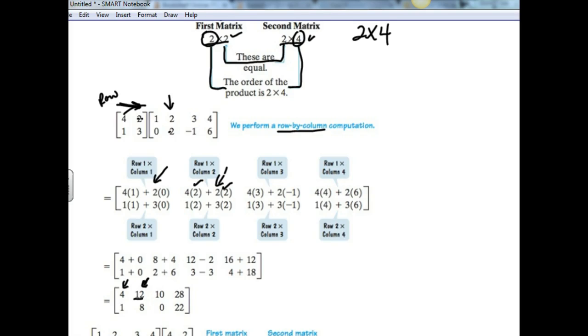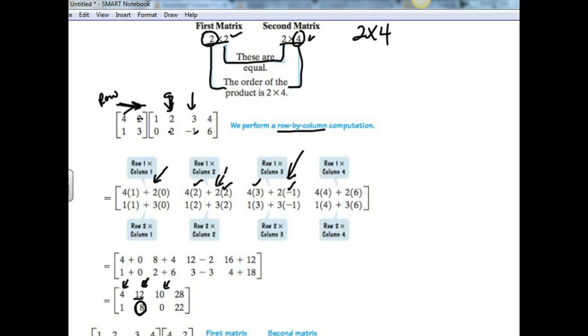And you would continue on doing that. This is actually row 1, column 3. So you're going to multiply row 1 by column 3. That's going to be 4 times 3 plus 2 times negative 1. That's really 12 plus negative 2, which ends up being 10, and that's why 10 is in there.